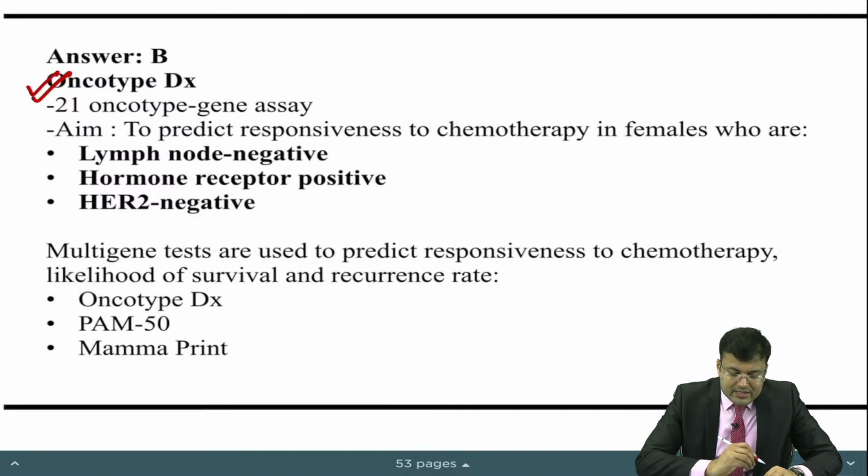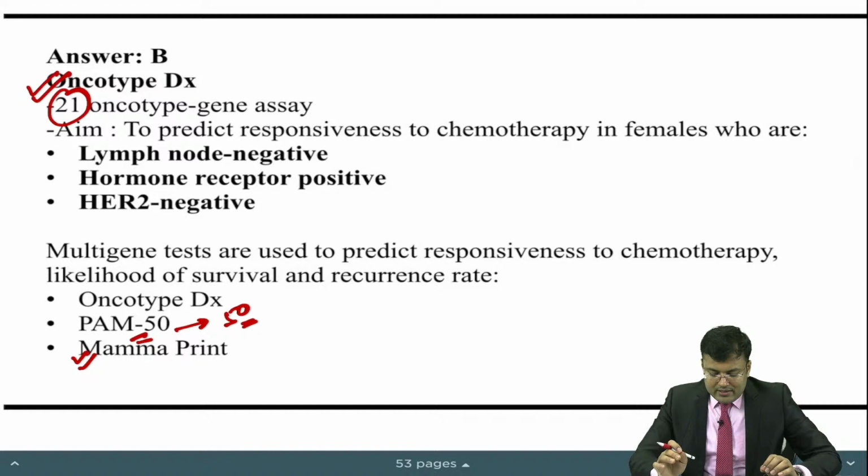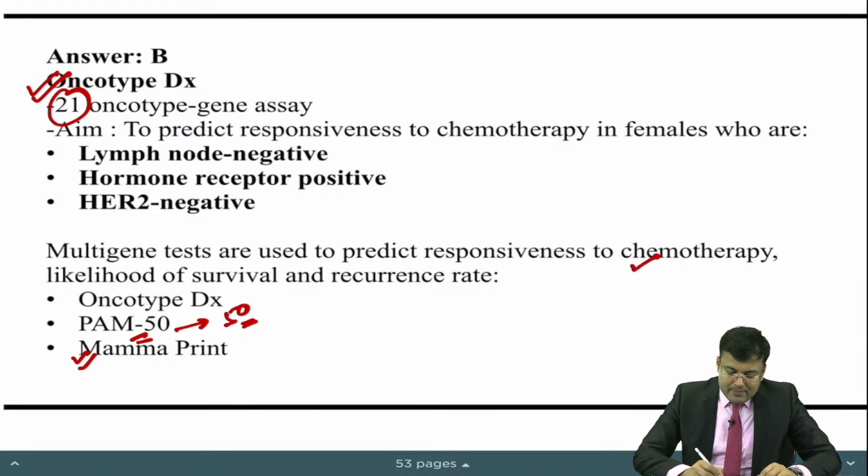So how many genes are assessed in Oncotype Dx? 21. There is PAM 50. So how many genes are assessed? 50. And MammaPrint, we are going to assess 70 genes, right? So we predict responsiveness to chemotherapy, likelihood of survival, and recurrence rate.